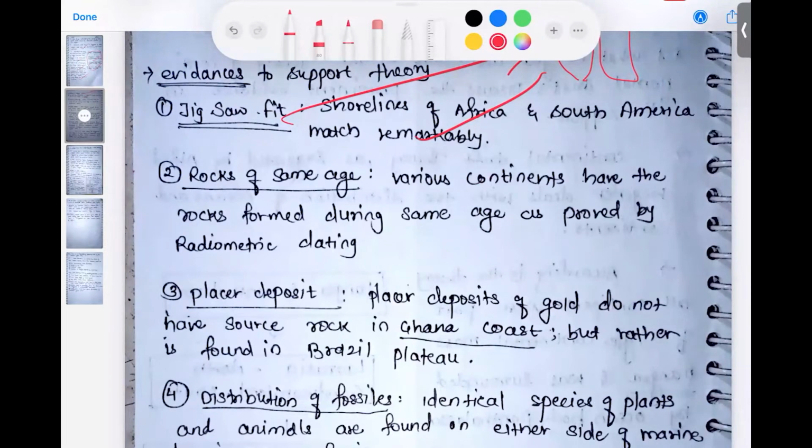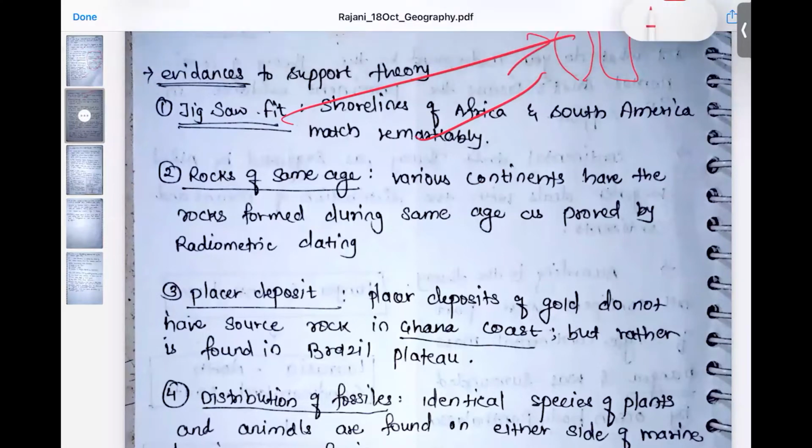Rajni, are you able to see the paper screen? Yes, sir.